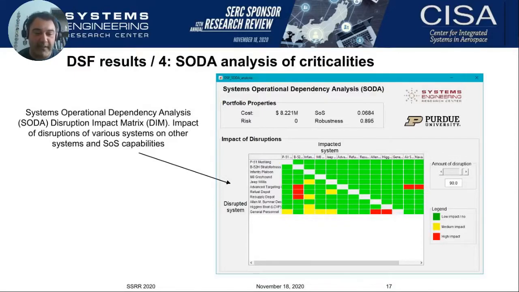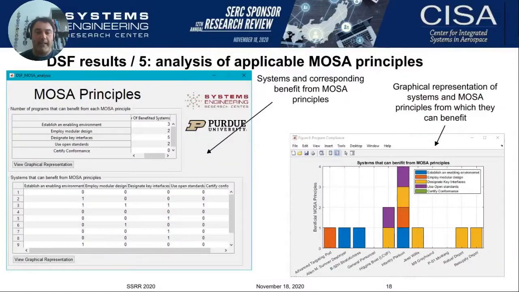So in this case, the advanced targeting system had red cells. That means that there was a system that, if disrupted, would put us in much danger of losing our entire mission, while other disruptions are either not too bad, which is the green cells, or they can only provide limited damage. So we can also see how robust our architecture is. And finally, we analyze the applicable MOSA principles. We look at our systems and the corresponding benefits from MOSA principles. We can also see that in a graphical representation.